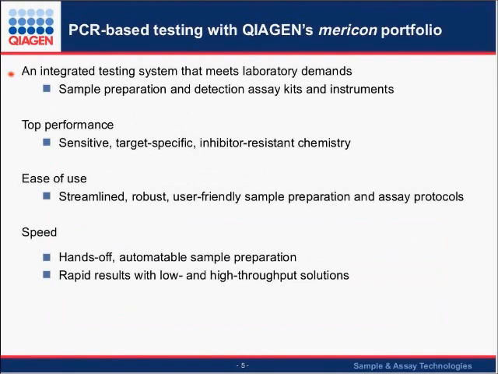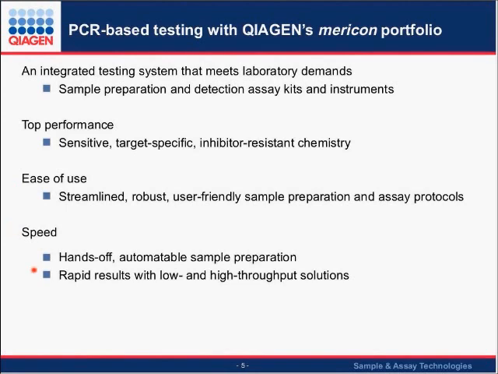To get a little more specifically into the QIAGEN Maricon portfolio, which is the name for the food and environmental testing portfolio, it is an integrated system that meets laboratory demands. We have a full range of sample preparation and detection assay kits and instruments. It demonstrates top performance: sensitive, target-specific, and inhibitor-resistant chemistry. It's easy to use. We have streamlined, robust, user-friendly sample preparation and assay protocols, and it is fast, with hands-off automatable sample preparation and rapid results with low and high throughput solutions.